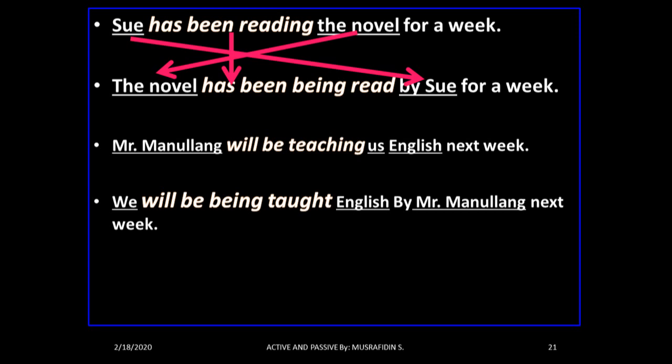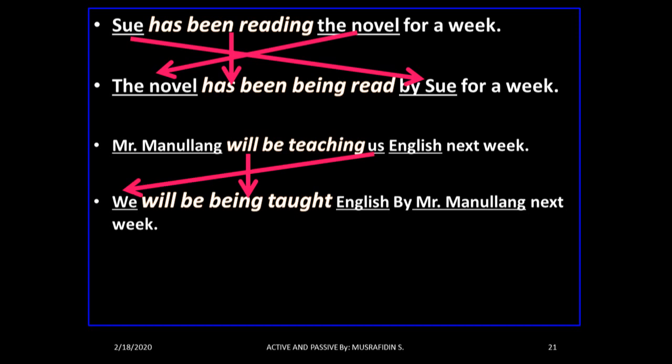Here we have two objects in active. They are us and English. So it means we will have two types of passive for this active sentence. And the first one is will be teaching becomes will be being taught.